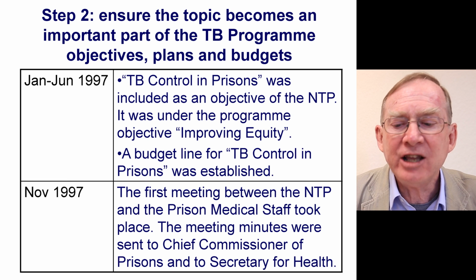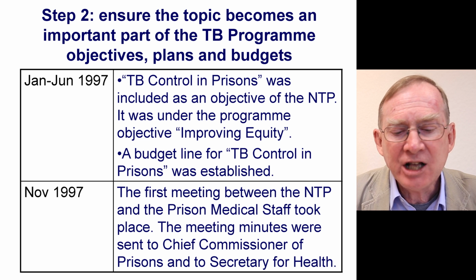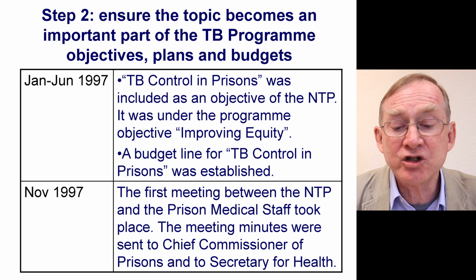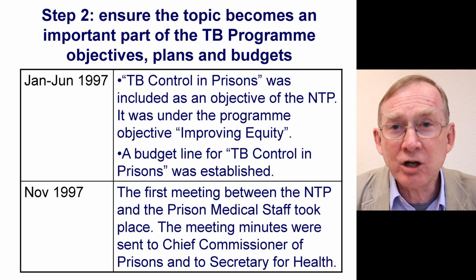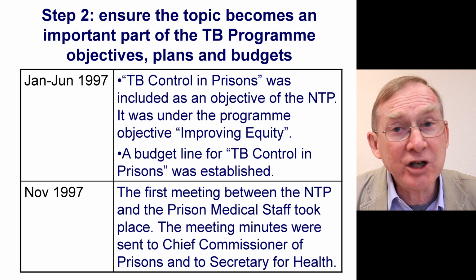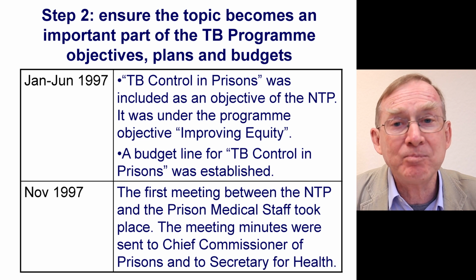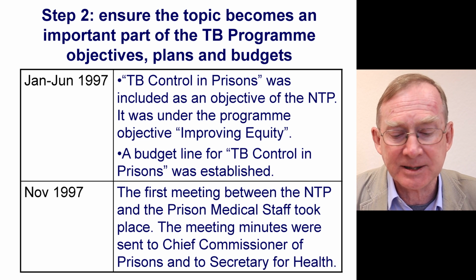Second, ensure the topic becomes part of the TB programme, objectives, plans and budgets. So in the 6 months from January to June 1997, we included TB control in prisons as an objective of the National TB Programme, and we put it under the programme objective Improving Equity. We in fact had no money to do this, so we persuaded our donors to shift budget lines so that we had a budget line for TB control in prisons.